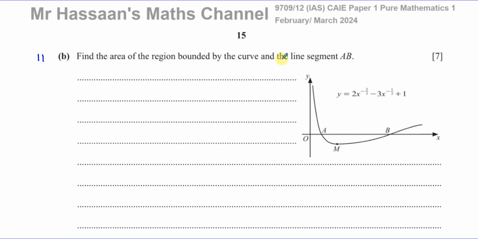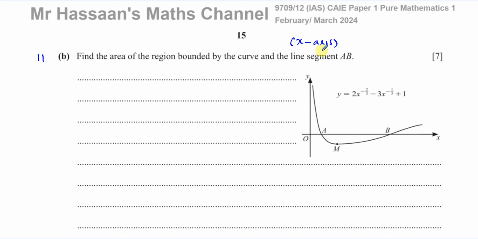And now we have part B of this question. Part A involved differentiation. Part B here, we're asked to find the area of the region bounded by the curve and the line segment AB. Now, the line segment AB is basically the x-axis. So they could have said and the x-axis, and it's the same thing.